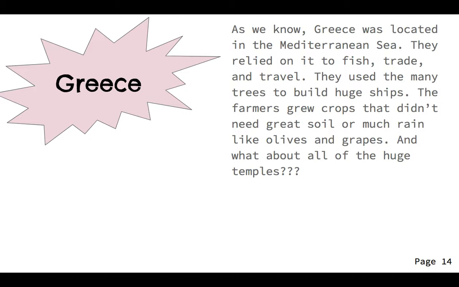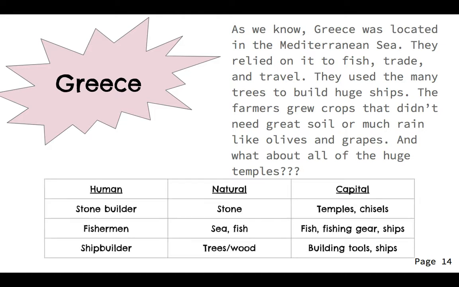You might be thinking of some jobs that the Greeks had, some capital resources they would need to use, and some natural resources that they had. Check out my chart here. The stone builders were the ones building the temples, and they would use stone from nature and chisels. They also had fishermen and shipbuilders too. Go ahead and pause it if you need to add to your chart on your page.